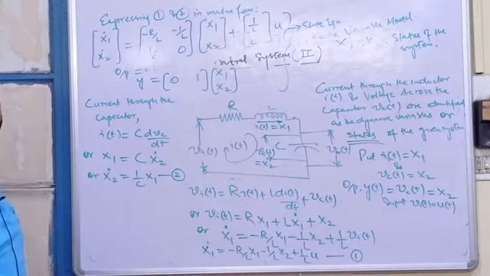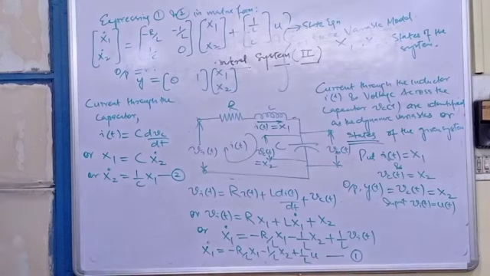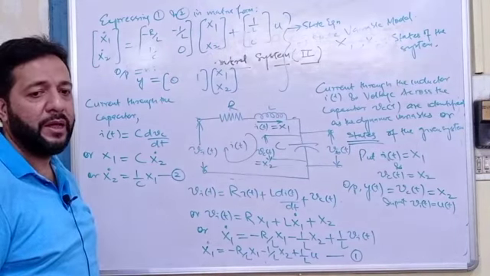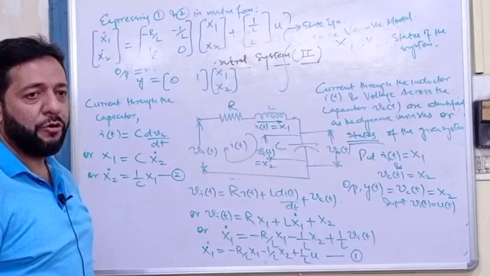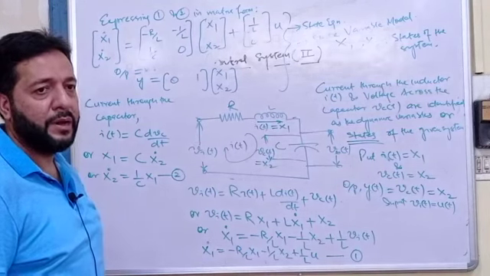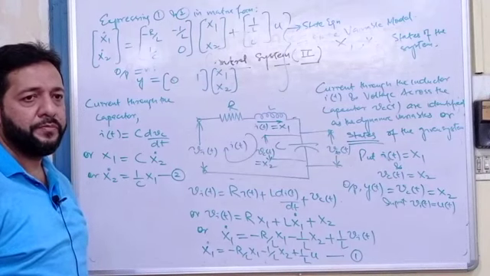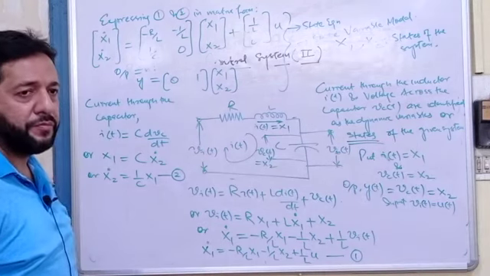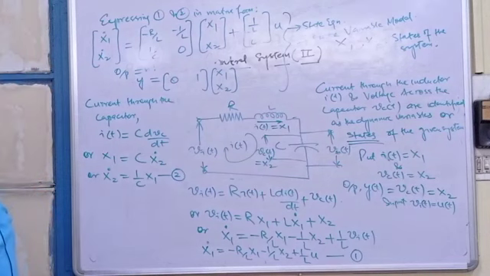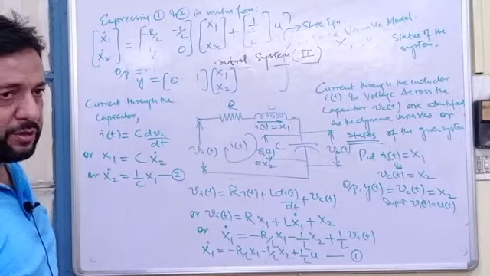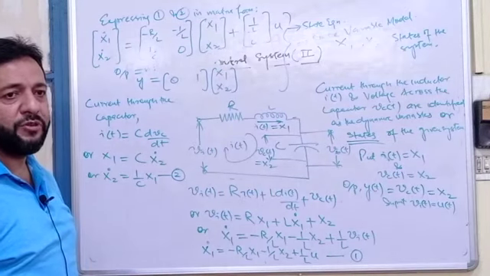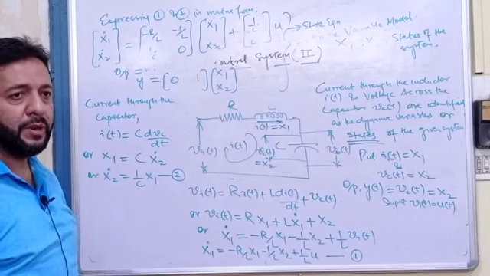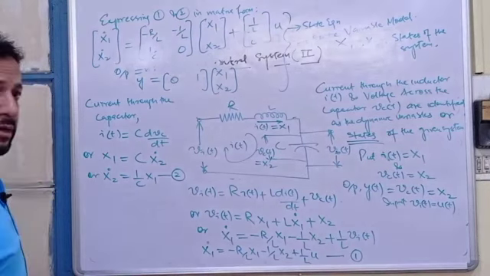Whereas you can have many state variable models for a system. The transfer function model of a system is unique for a given input output pair, whereas you can have infinite state variable models for a system, depending upon how we choose the state variables. Got it?